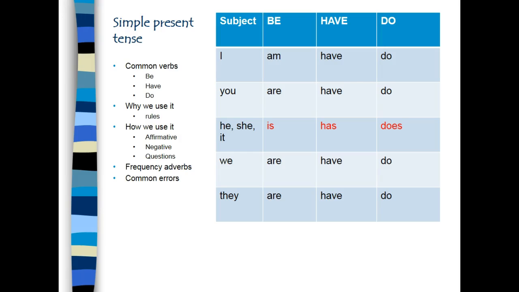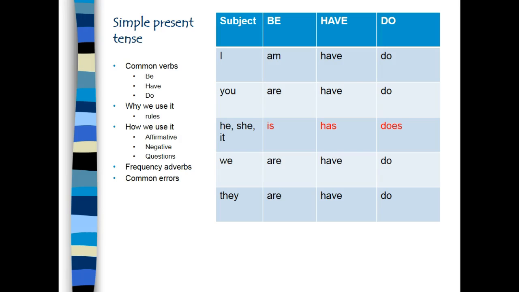First, let's look at the verb to be. In the simple present, the verb to be has three different forms. I am, you are, he, she, and it is, and then we come back to are. We are, and they are. This is why the verb to be is an exception.